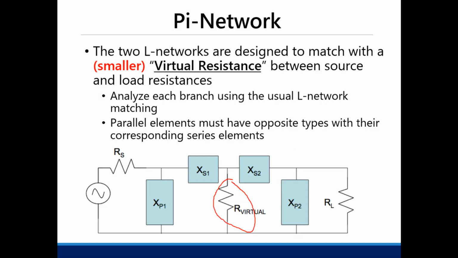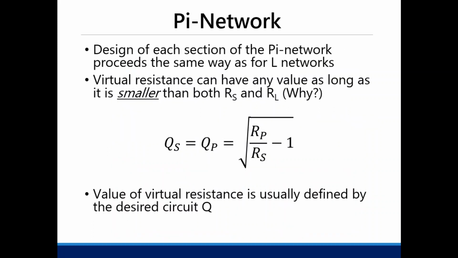It's because if you look at the network, the reactances here and here, the ones that are encircled, are parallel to both RS and RL. So to both RS and RL, these two reactances are parallel. That means these two will have decreased resistances when we try to match it here. Therefore, this virtual resistance must be smaller than your RP and RS.